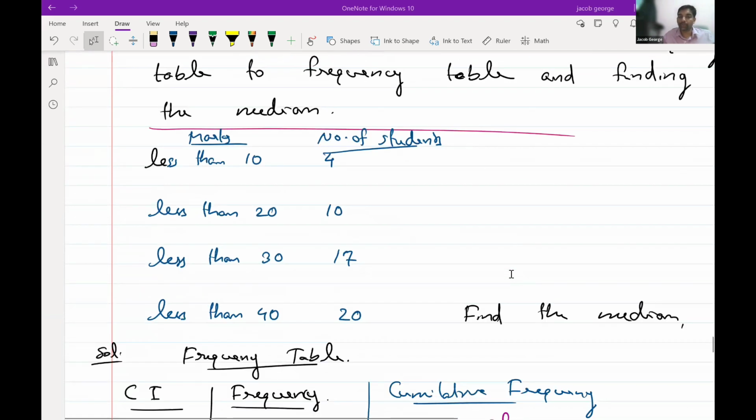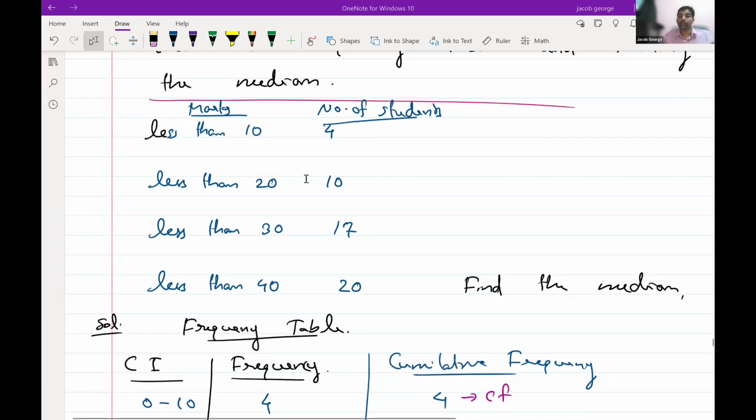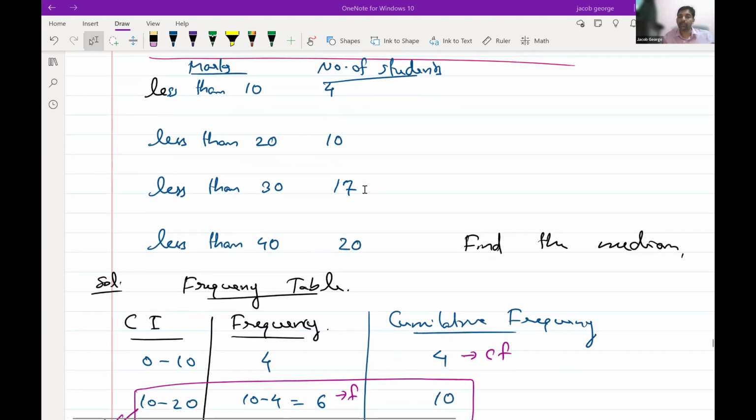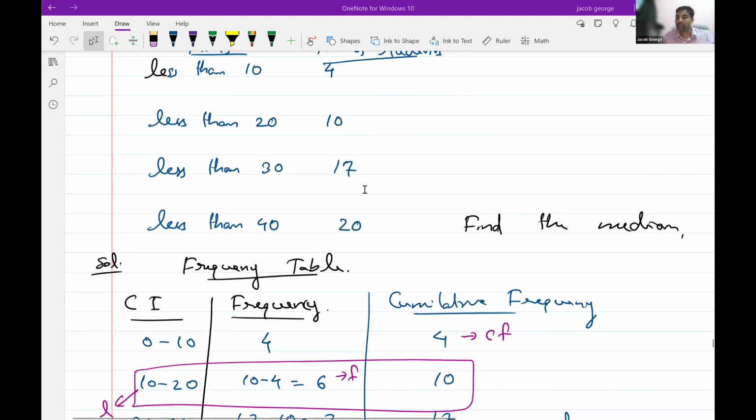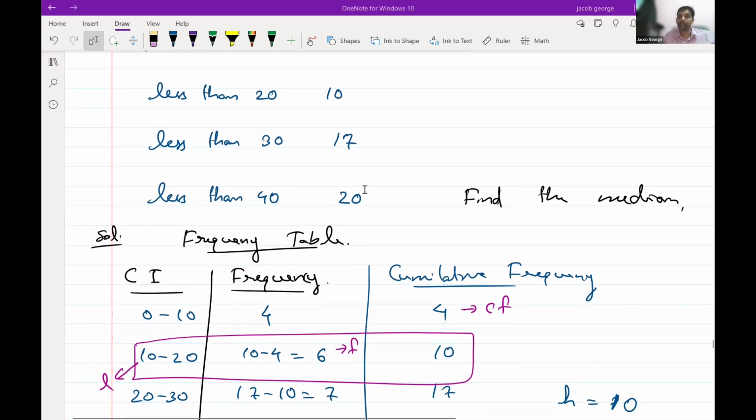You can convert it into a frequency table. For example, less than 10, 4 people. Less than 20, 10 people. Less than 30, 17 people. Less than 40, 20 people. We write first, less than 10 means 0 to 10. 0 to 10, 4 people are there. If it is marks 0 to 10, 4 people, that is called less than 10, 4. Then 10 to 20, it is 10 minus 4. 6 people scored 10 to 20. This way we convert it into a frequency table.